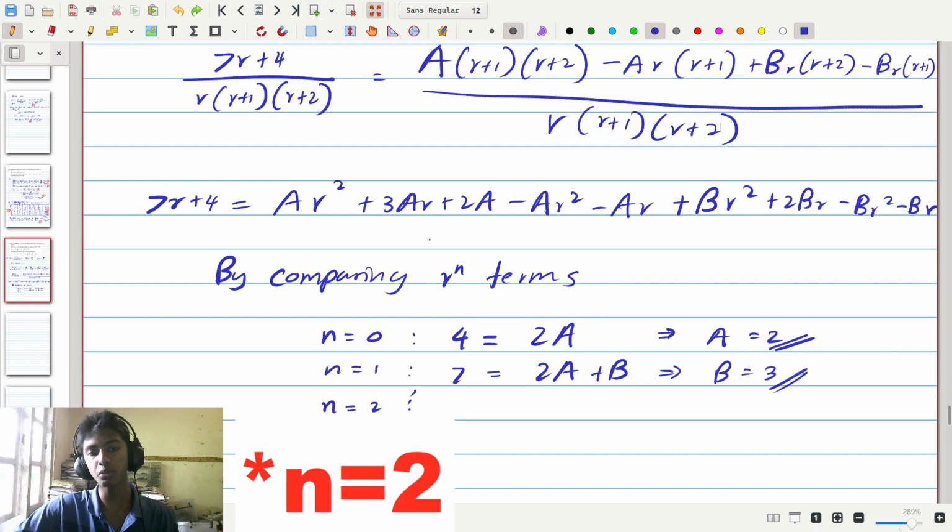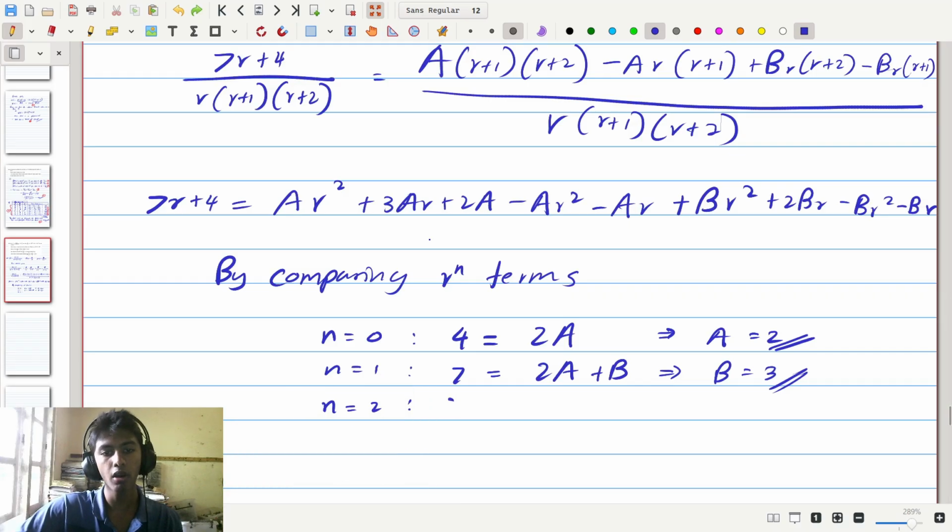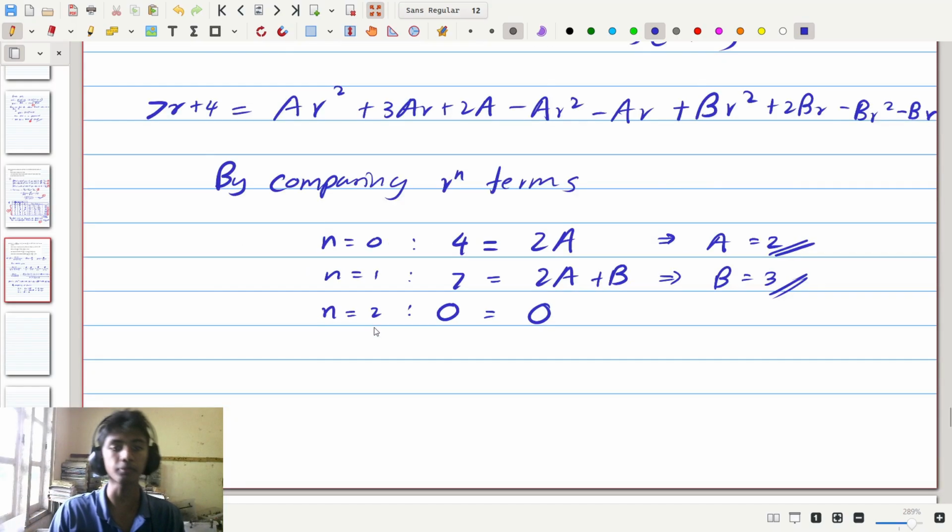So we don't really need to check n equals 2, but we can do it anyway. On the left hand side, we get 0. On the right hand side, we get AR squared minus AR squared, and we get BR squared minus BR squared, which is equal to 0. So it's not really useful. We could still write it, of course, but it's not useful. You only need to check n equals 0 and n equals 1.